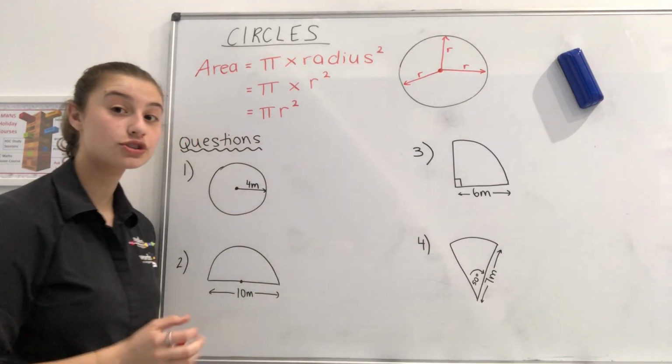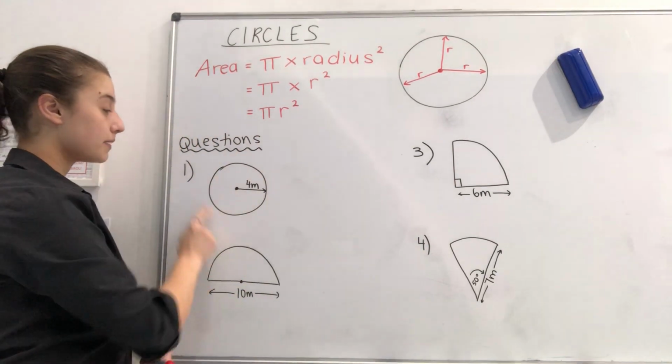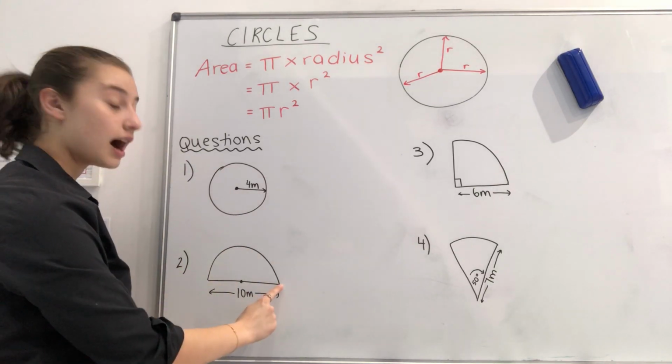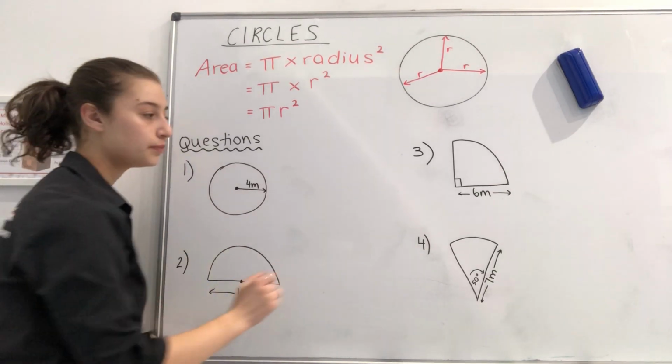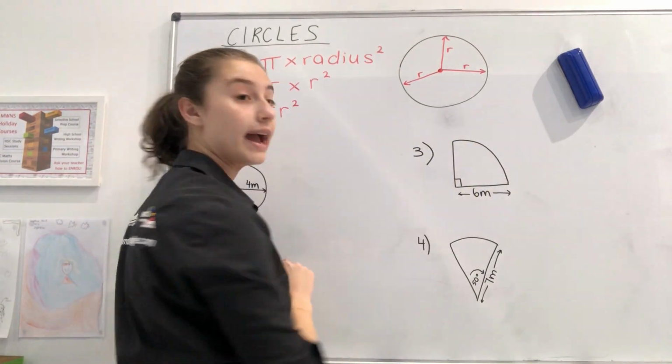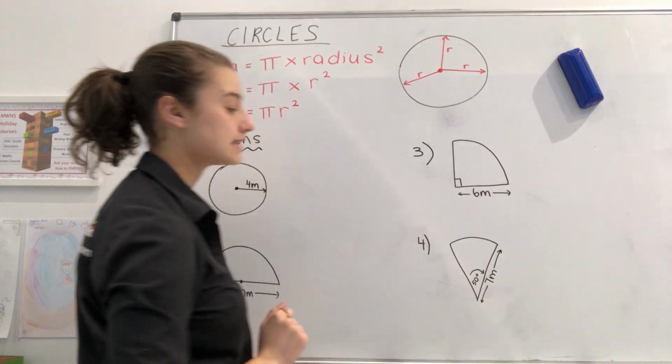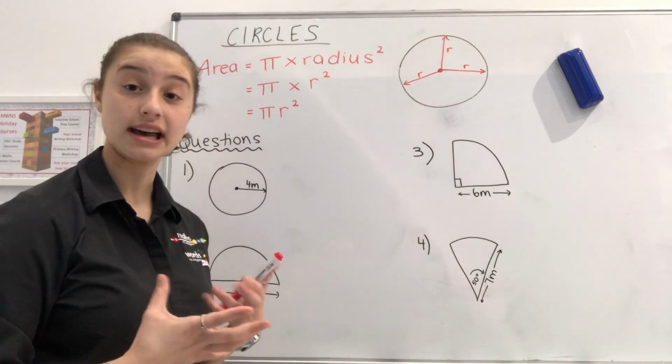Now these 4 questions are really important because they begin with finding the area of a full circle, then half a circle or a semicircle, a quadrant or a quarter of a circle, and we're going to finish off by looking at a sector or what looks like a pizza slice.